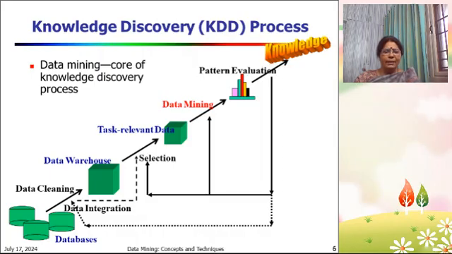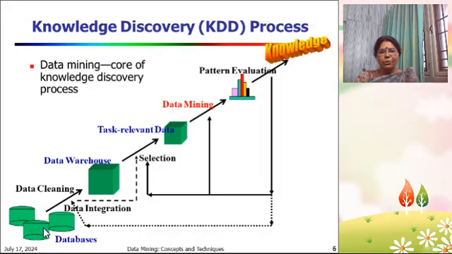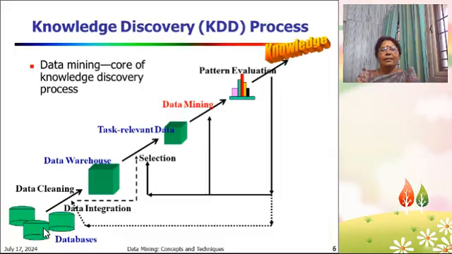If you look at the process at the bottom, you have multiple databases. Data from multiple heterogeneous databases are collected and then cleaned, because data from different sources may accumulate noise. So noise should be removed, and missing values should be treated. That is data cleaning. The cleaned and integrated data is stored in the data warehouse.